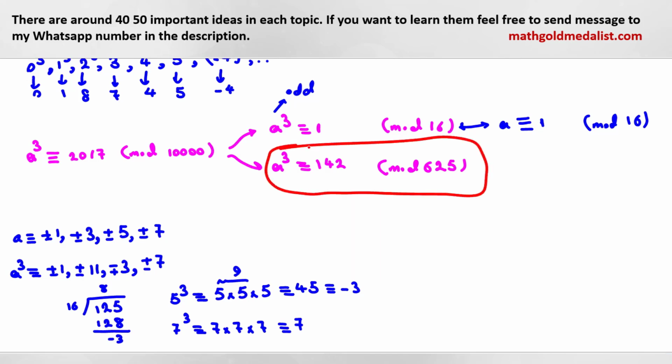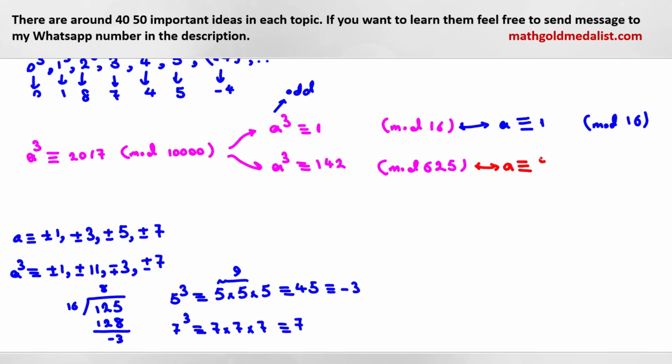Try this one first on your own, okay? We want to find A mod what? Mod 625. Exactly. Try this one first on your own, okay?